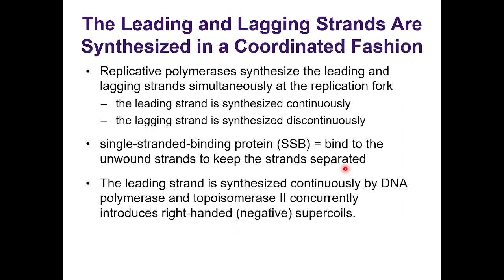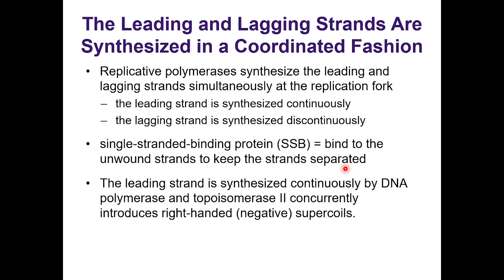Okay, so the leading and lagging strands are going to be synthesized in a coordinated fashion. Replicative polymerases are going to synthesize the leading and lagging strands simultaneously at your replication fork. So the leading strand is going to be synthesized continuously. The lagging strand has to be synthesized discontinuously. Otherwise, you'd have to have an entire new setup, right? You couldn't replicate this setup.